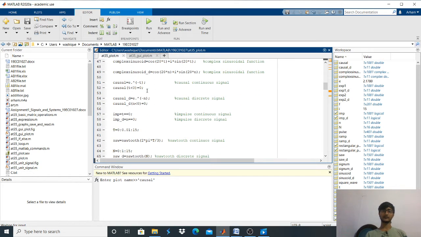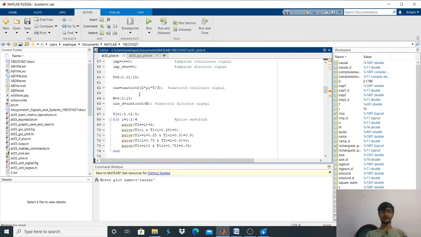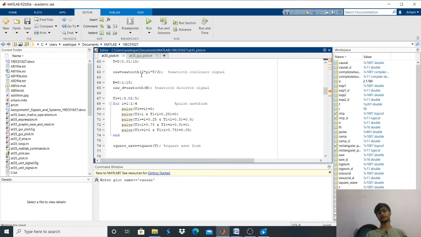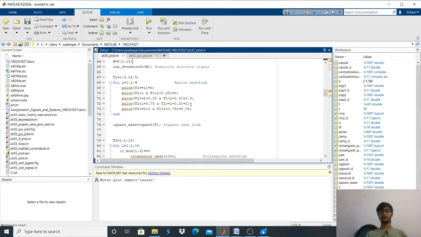Then we have the causal function. Simply, for t greater than 0 we have an exponential decay, and for t less than 0 we have 0. Impulse function: at t equal to 0 we have a certain value, and for t less than and greater than 0 we have 0, for discrete. And then sawtooth is an inbuilt function in the signal processing toolbox that we have created with period 3. 2 pi by 3 will give the period 3. And then we have the pulse signal, for 0.25 bandwidth we have a certain value, and for the rest of the values it is 0.